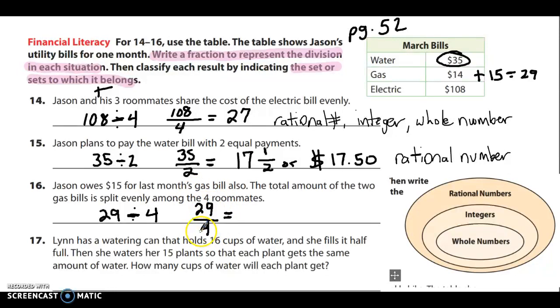If it's not a whole number, it's not an integer, because an integer is a positive or a negative whole number. And a rational number, yes, it's a rational number. A rational number is anything that can be written as a fraction. That's a fraction, so it's a rational number.